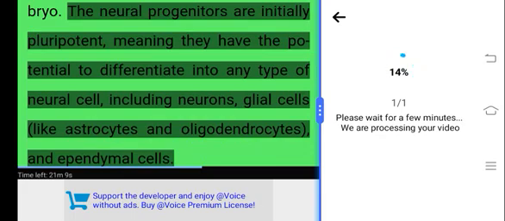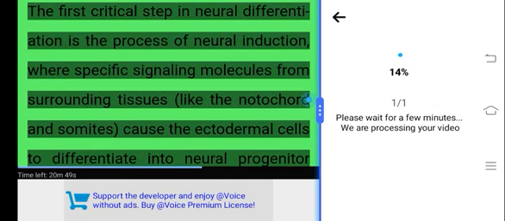neurons, glial cells like astrocytes and oligodendrocytes, and ependymal cells. The first critical step in neural differentiation is the process of neural induction, where specific signaling molecules from surrounding tissues like the notochord and somites cause the ectodermal cells to differentiate into neural progenitor cells.